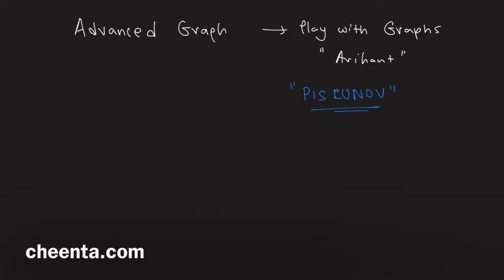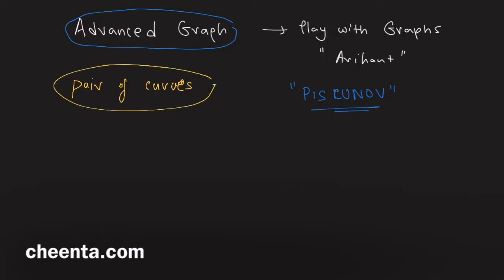In advanced graphing, we will learn one technique where we use something called a pair of curves. So in Cheenta classroom, we discuss something like this, pair of curves. And we will look at one example problem to learn this concept. So this problem is from ISI Entrance, and it says that the equation, we are given an equation, maybe I can zoom in a little bit.